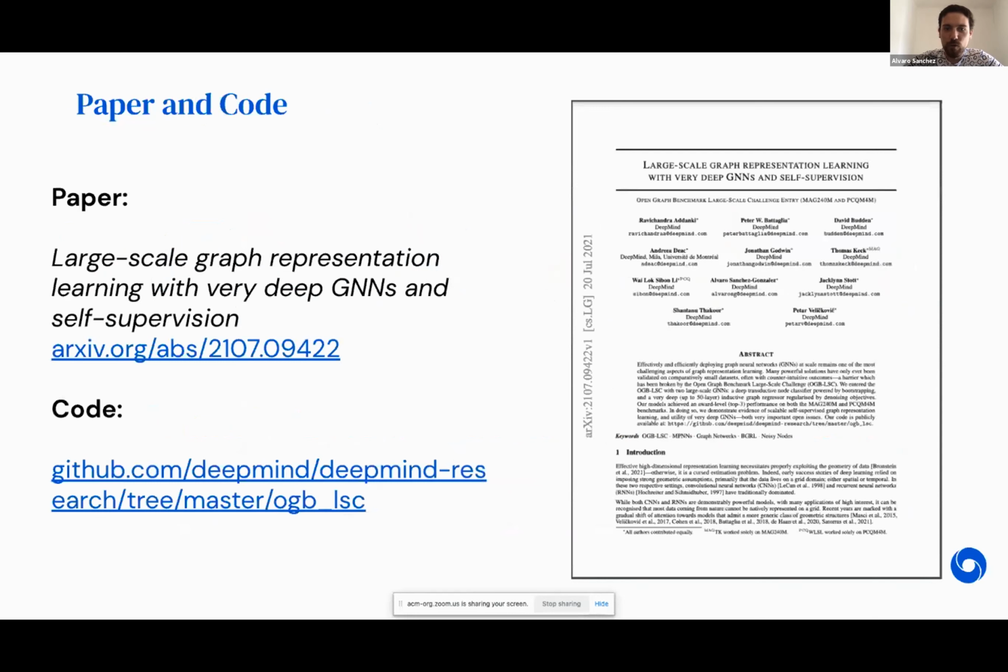So in the next slides, I will describe our solution and some interesting results. But before going into details, just a brief reminder that all of the details of our models and results that I will be presenting today are available in our paper, and the code is also available in a GitHub repo. Both paper and GitHub repo include details about both our winning entry in the PCQ track and also in the MAG track. So I recommend you to check it out.